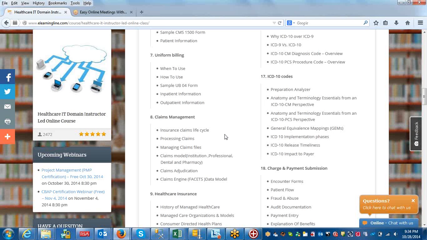Claims management. When we talk about claims management, there are many things which you need to understand as part of it. And also we will give you some level of understanding about the Facets data model, which is a very in-demand tool in the market. Now you can understand what exactly is needed. I will show you over there also.